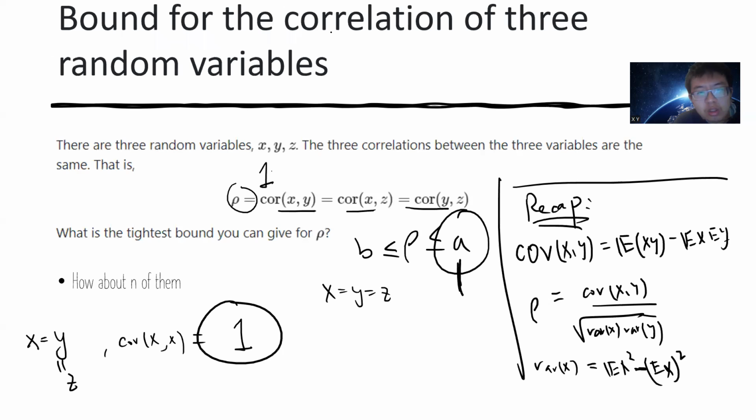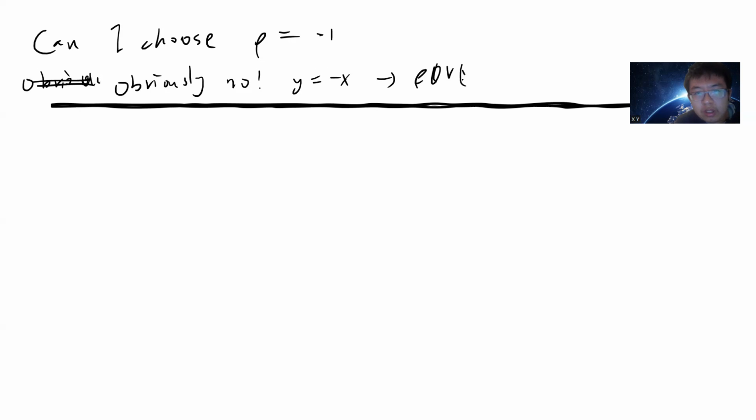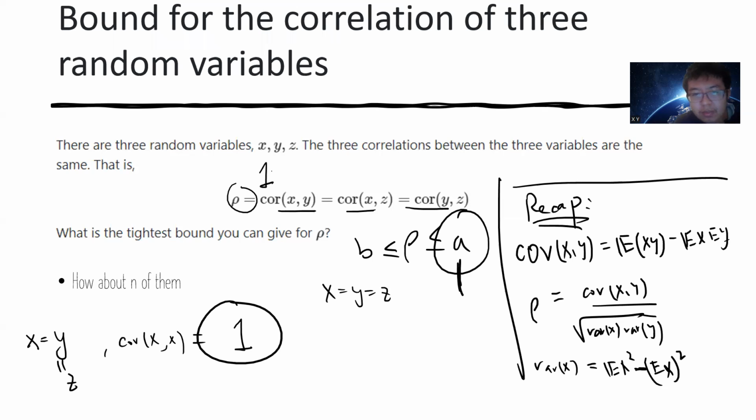So the question is, can I choose rho to be minus 1? The answer is obviously no. The reason is, let's say I choose y to be negative x. Then in this case the covariance of x and y will be negative, right? So which means that the rho should be, sorry, it's called rho, right?